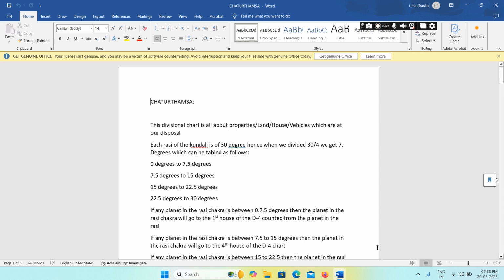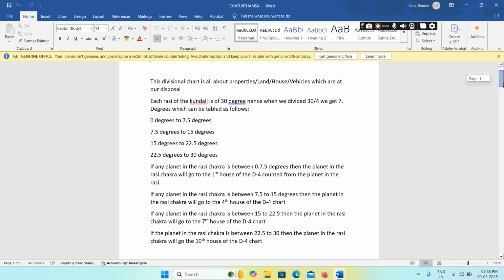This 7.5 degrees we have to divide among the 30 degrees. So when we add 7.5, 7.5, 7.5, 7.5, we arrive at 30 degrees. So 0 to 7.5 is the first Chaturthamsa, then 7.5 to 15, 15 to 22.5, and 22.5 to 30 degrees. That is how we arrive at the 30 degrees of the Rashi Chakra. Right? Now, taking the Rashi as a base, we have to create a Chaturthamsa Chakra, the D4 divisional chart.